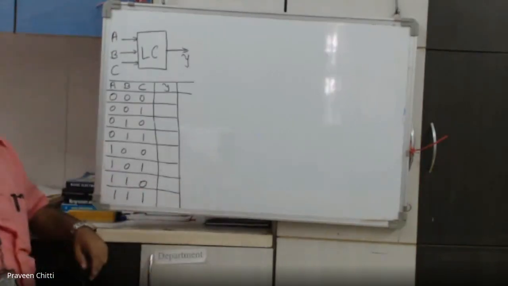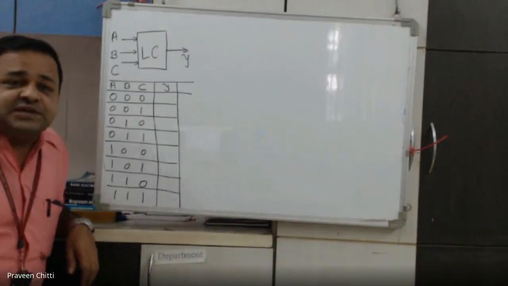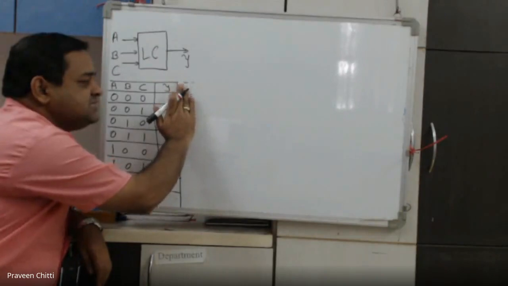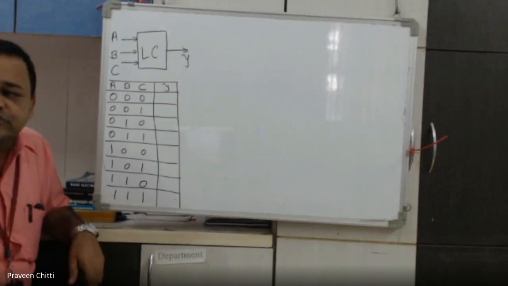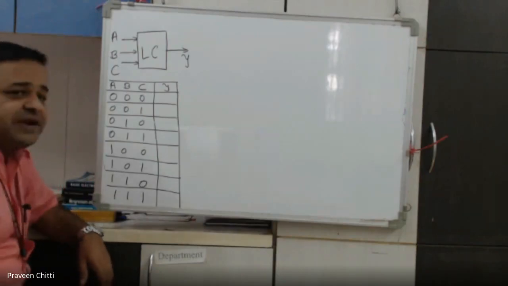Now we have to write the output. What is the statement given? Can anyone read the statement? The output will be high only when the majority of inputs are high. When the majority of the inputs are high, the output should be high. So using this statement, can we complete the truth table?